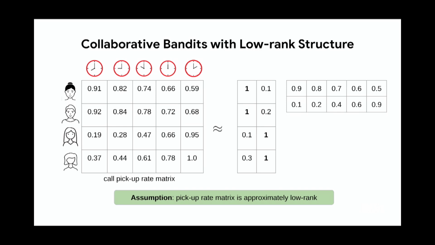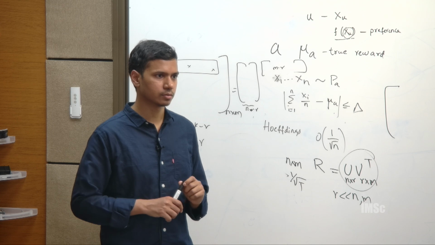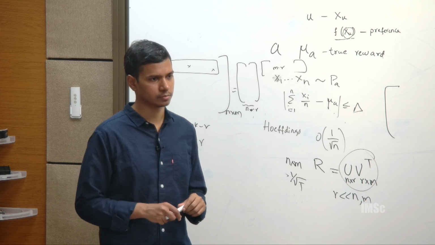Vaguely, low rank implies that there will be a smaller number of clusters, right? Low rank in some sense implies clusters, but low rank is much more general. Yeah, but vaguely, it suggests that we can have fewer clusters.